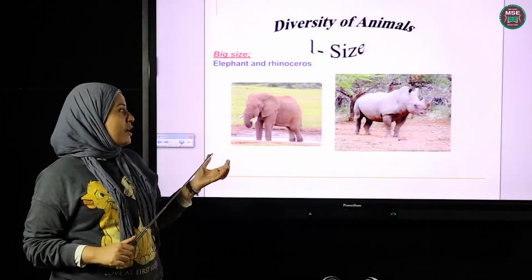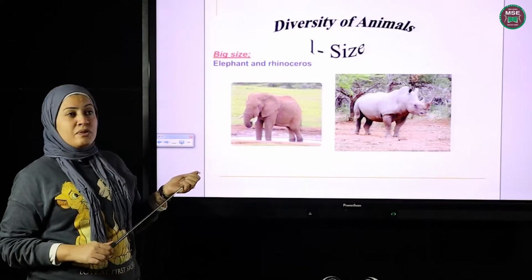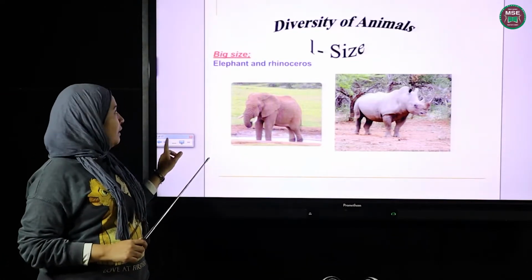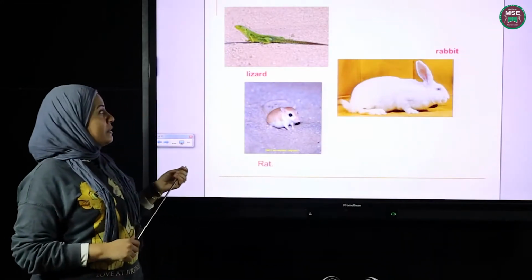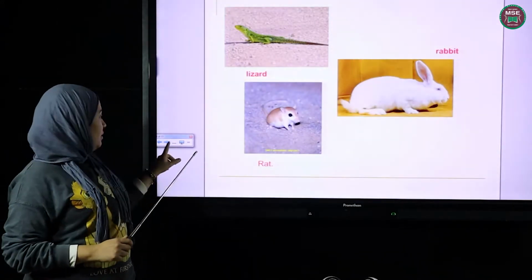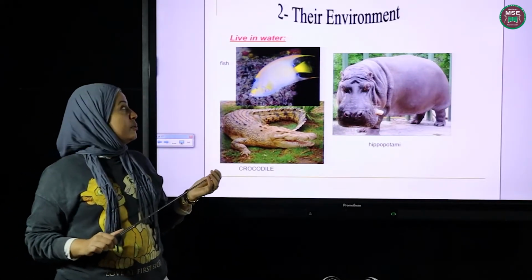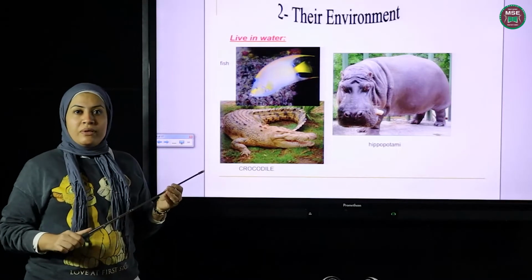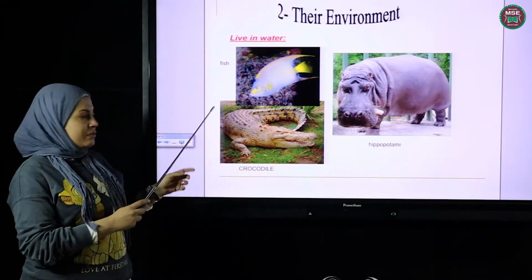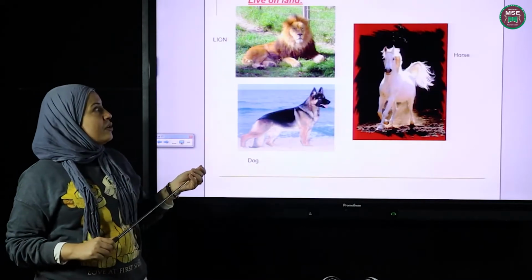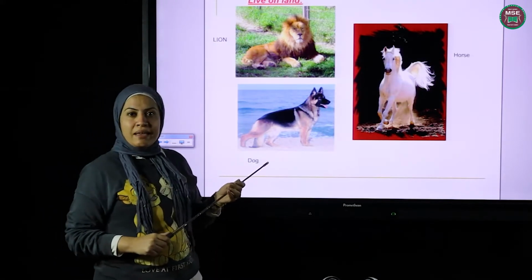I have large size animals and small size animals. Large size animals like elephant and rhinoceros, and small animals like rabbit, lizard, and rats. And we classify the animals or the living organisms according to the environment. Some animals live in water, like hippo, crocodile, and fish. And other animals live on land, like horse, lion, donkeys, dogs, cats.